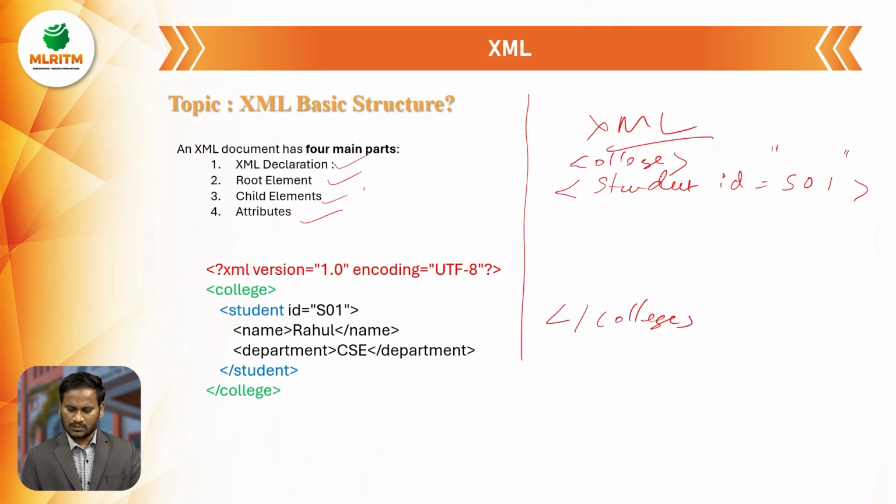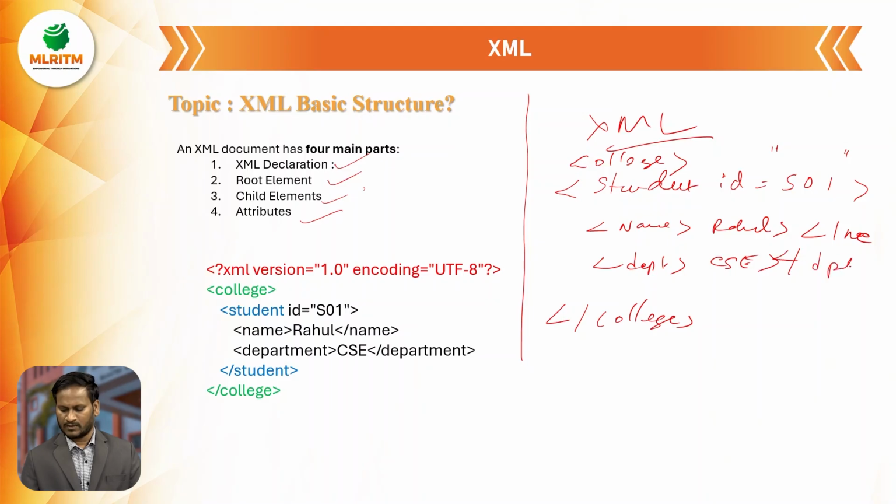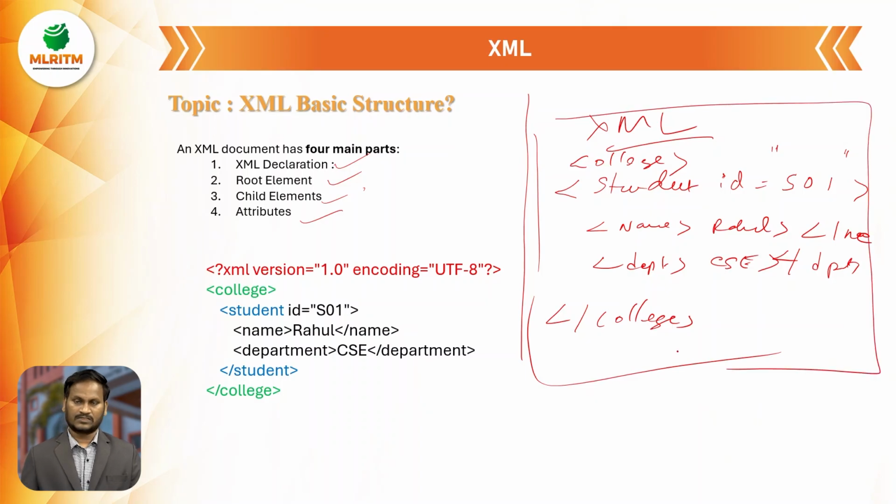College. So what is the student name? One attribute is name, student name, Rahul. We are closing the name. Then the department: which department is Rahul studying? CSC. Closing the department. This is the structure of XML. The simple structure of XML.